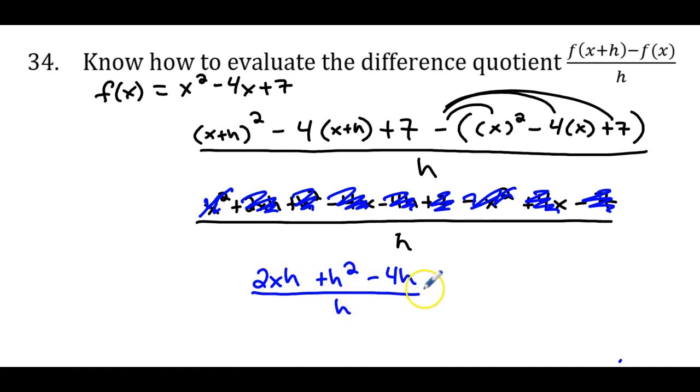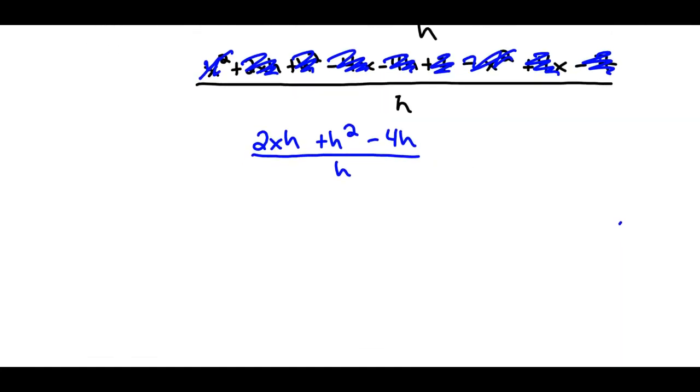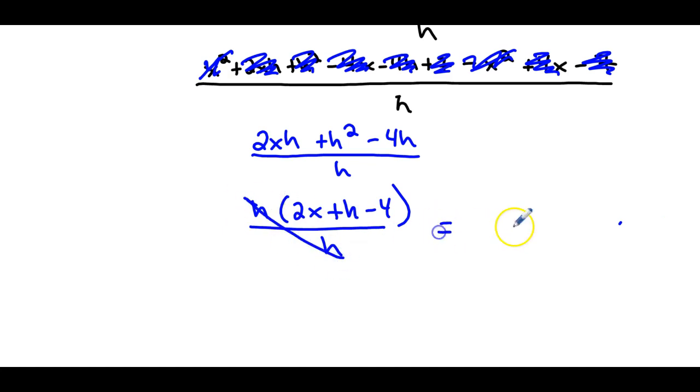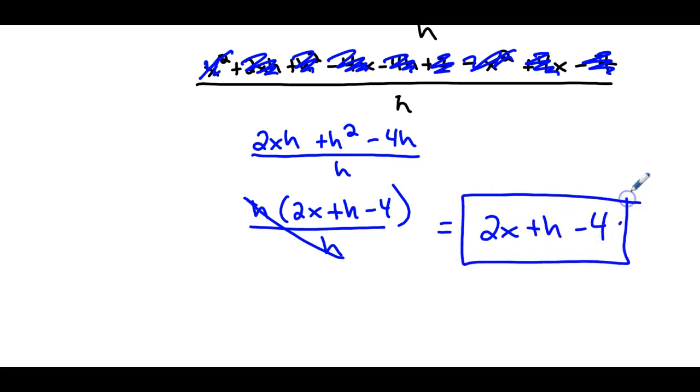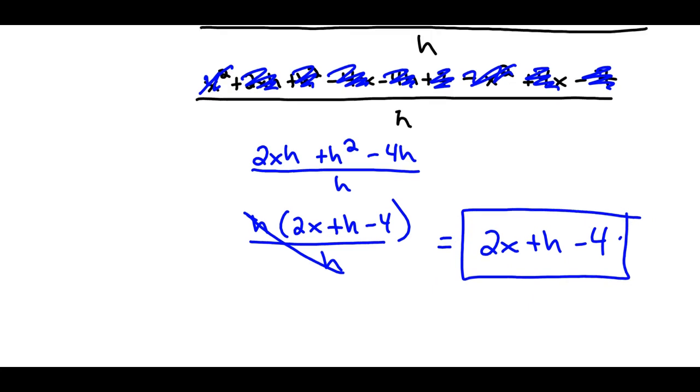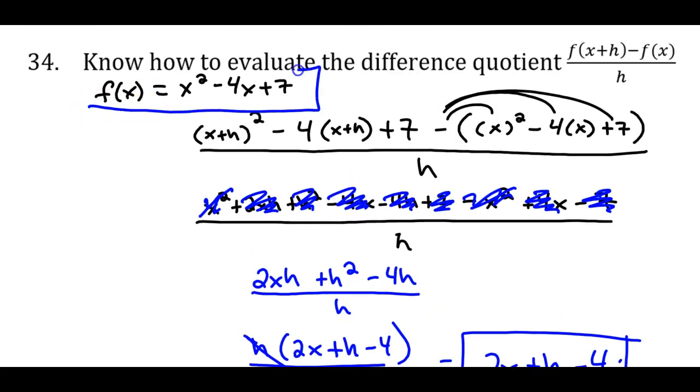And so right here I'm going to factor out an h. And so factoring out an h gives me h times 2x plus h minus 4, all over h. The h's here cancel, and I'm left with 2x plus h minus 4. And this would be our answer if we're talking about f of x being defined as that right there.